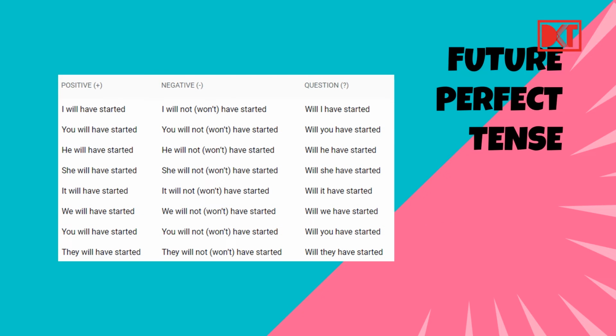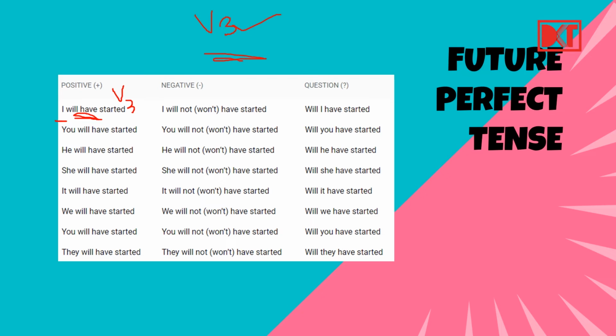Here we have future perfect tense. How is it used? In the first person, second person and third person, positive, negative and questions. Like the subject, then we have will have and the V3 form. In any perfect category, we always have the V3 form.